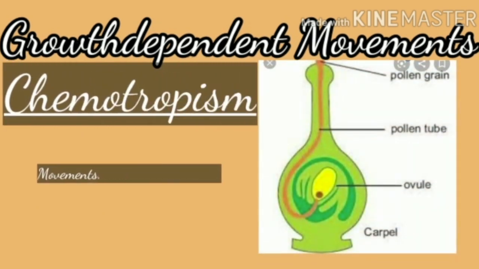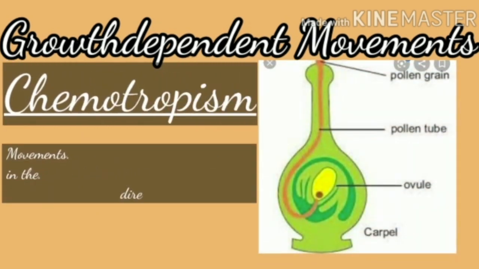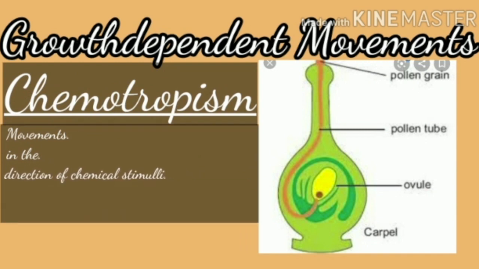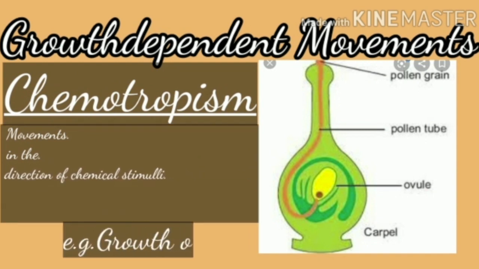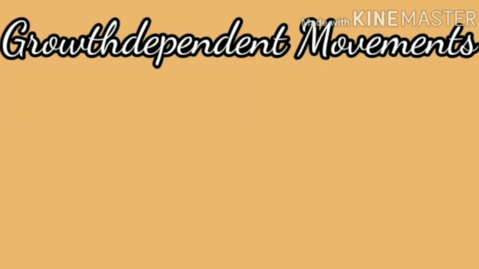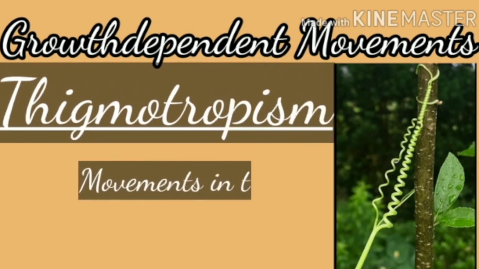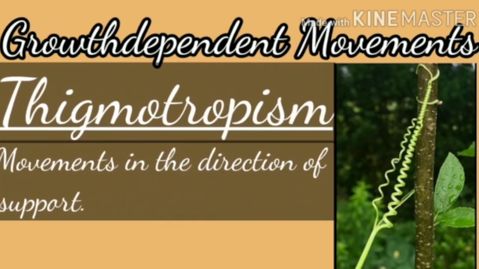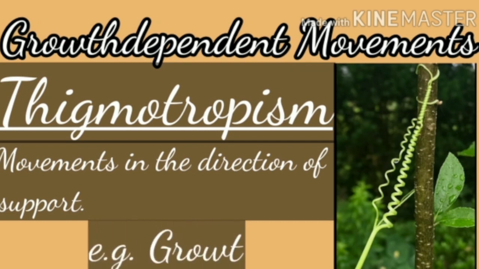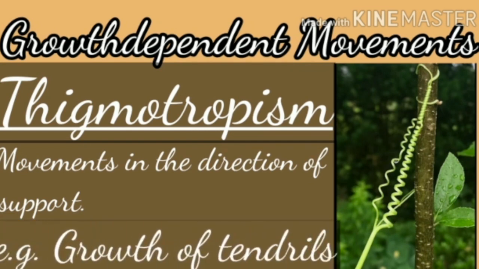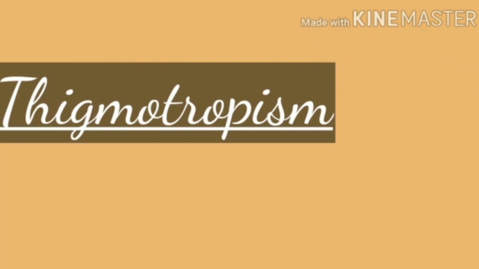Chemotropism. Movement of the plant towards or in response to chemicals is called chemotropism. For example, movement of the pollen tube towards the ovule. And last, thigmotropism. You might have noticed the tendrils in plants. They are touch sensitive. They climb on the other plant. Whenever they find support, the part towards the support doesn't grow, while the part of the tendril away from the support grows. As a result, tendrils encircle or cling to the support.